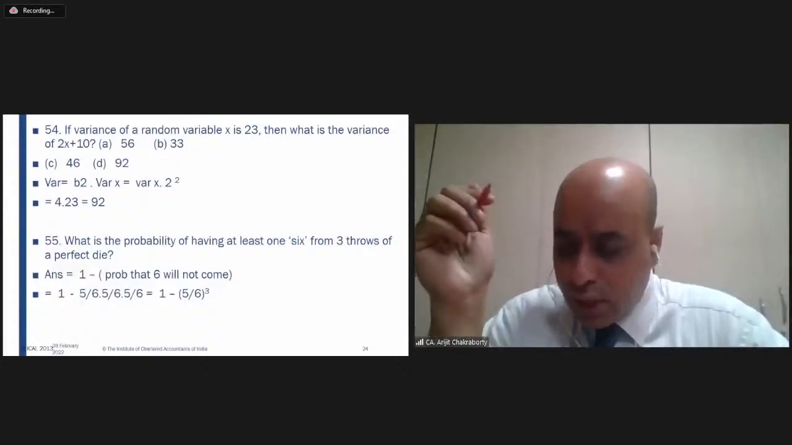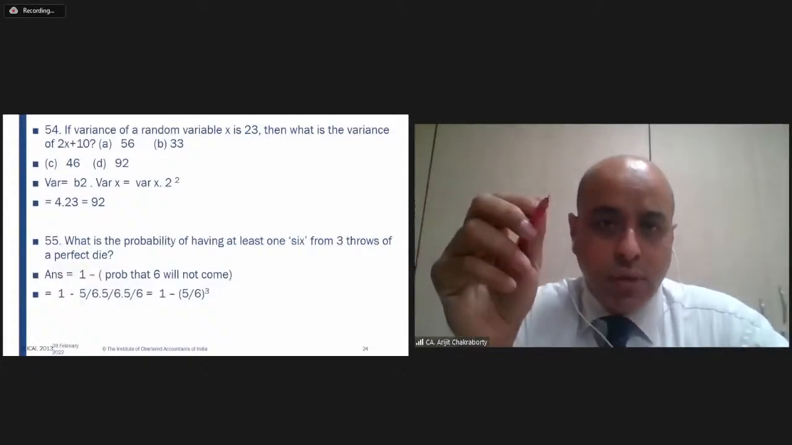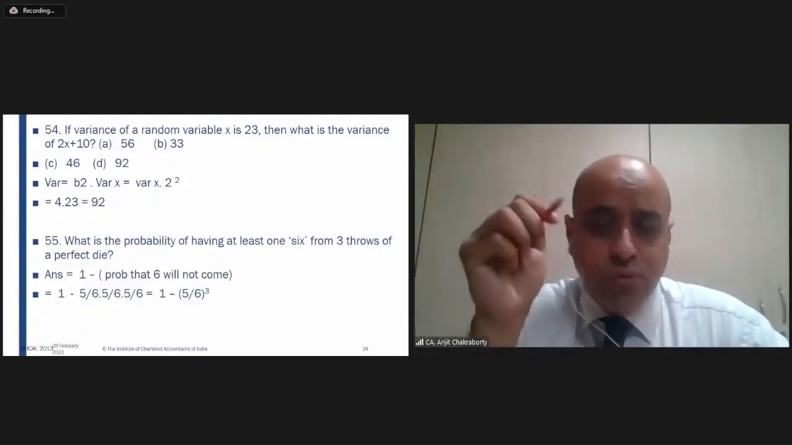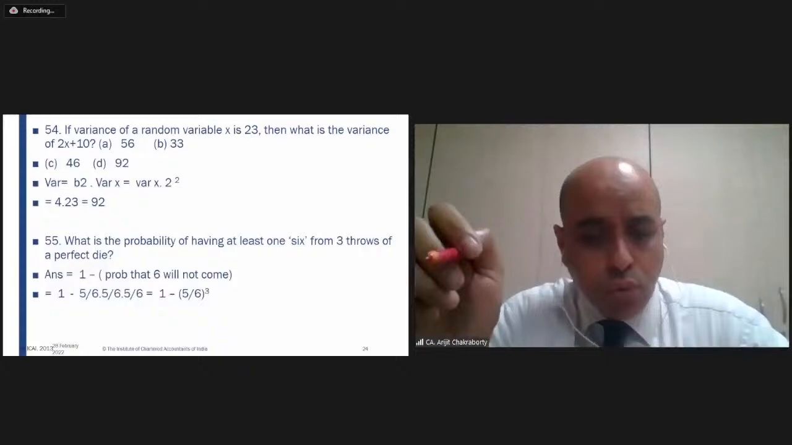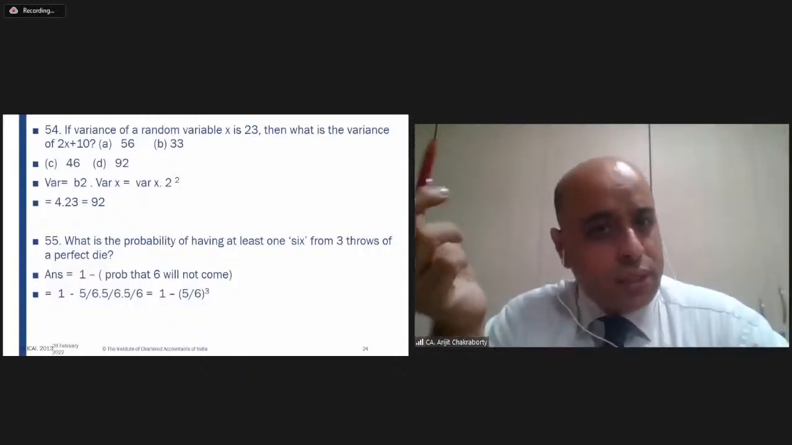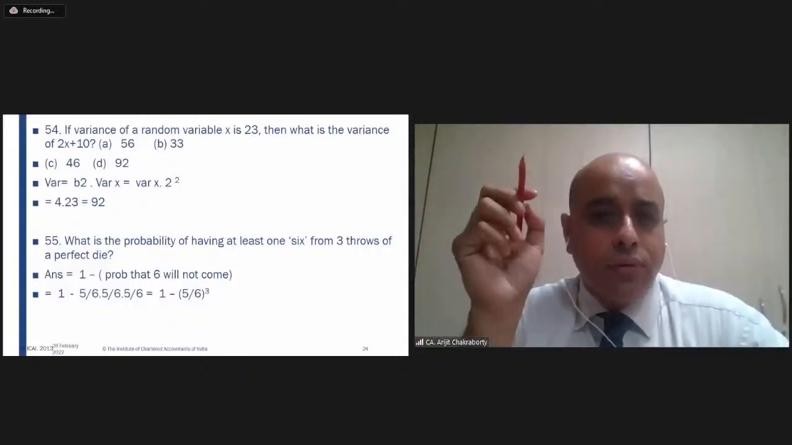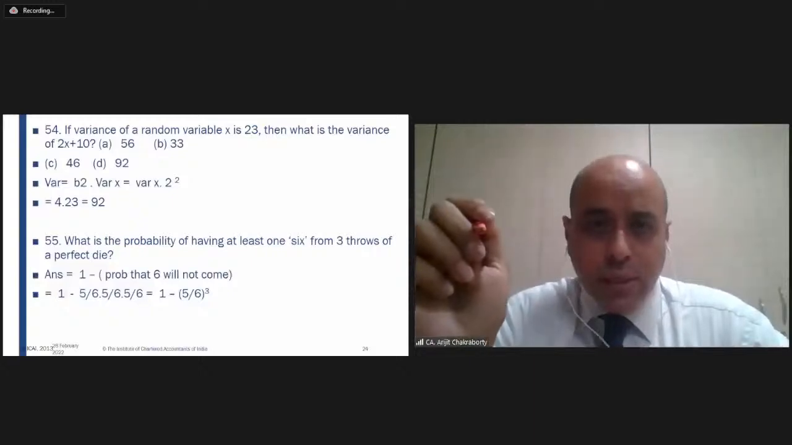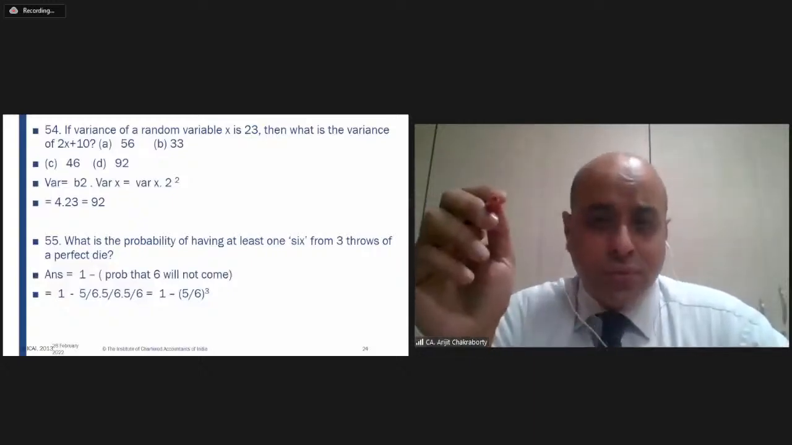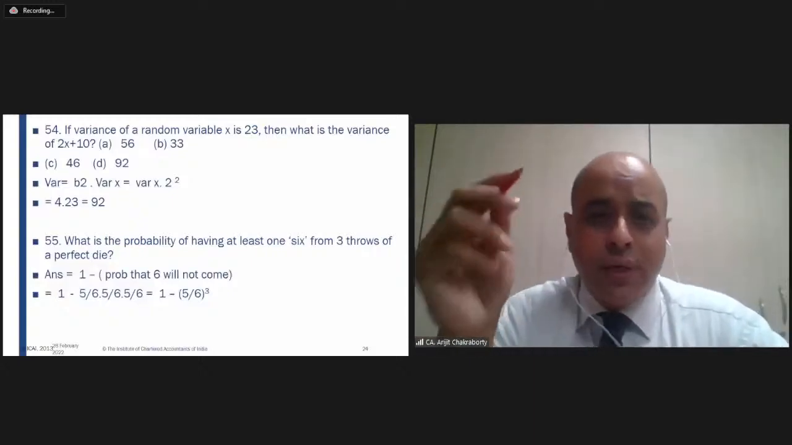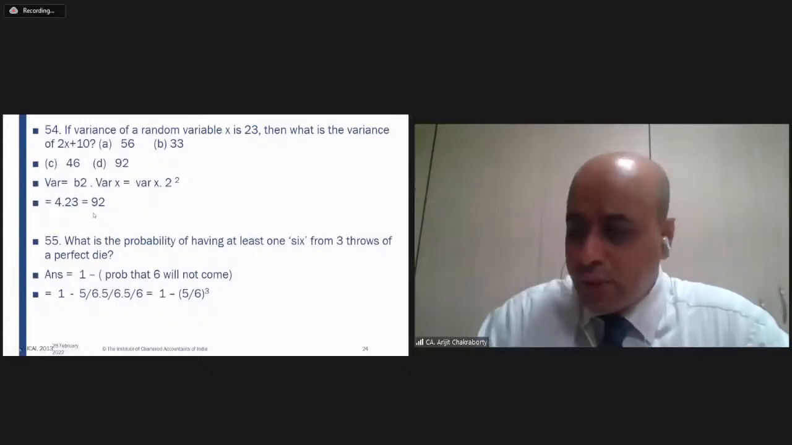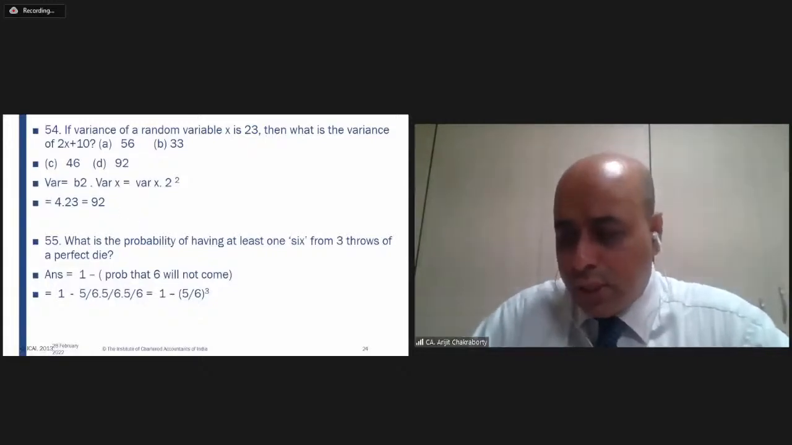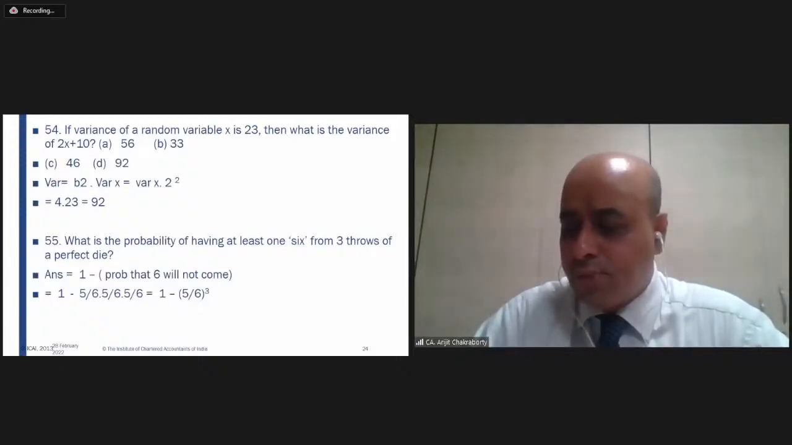So the variance of y is how much? The variance of y will be b square into variance of x. Here the variance of x is 23, b is 2. So b square is 2 into 2, that is 4, and the variance of x is 23. So b square into variance of x is 4 into 23, as you can see in the working out. So you get the answer of 92. So I hope you are now clear. This question was from Divya Shivekar. I hope you are clear.